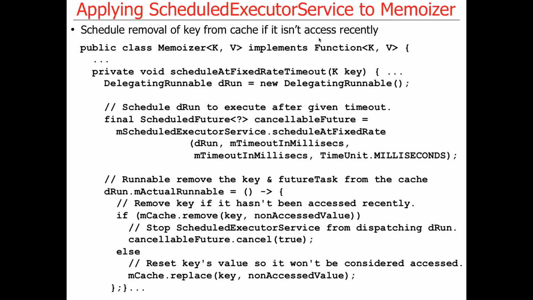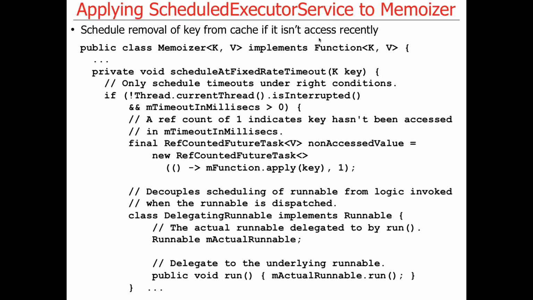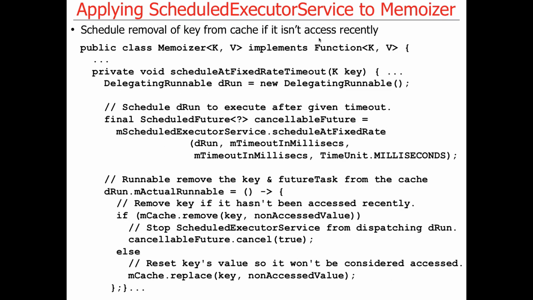Then it goes ahead and creates a new delegating runnable, and schedules this delegating runnable at a fixed rate. So it'll wait this amount of time, and then it'll keep calling back on the delegating runnable every one of these periods. It'll keep calling back the run method at that fixed rate, unless we cancel it.